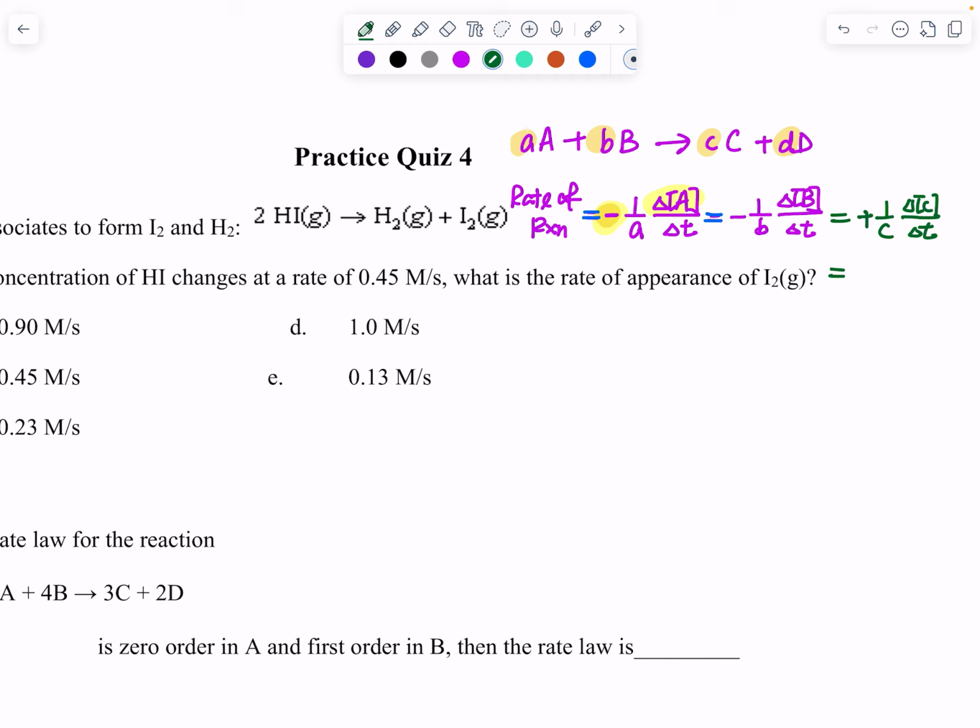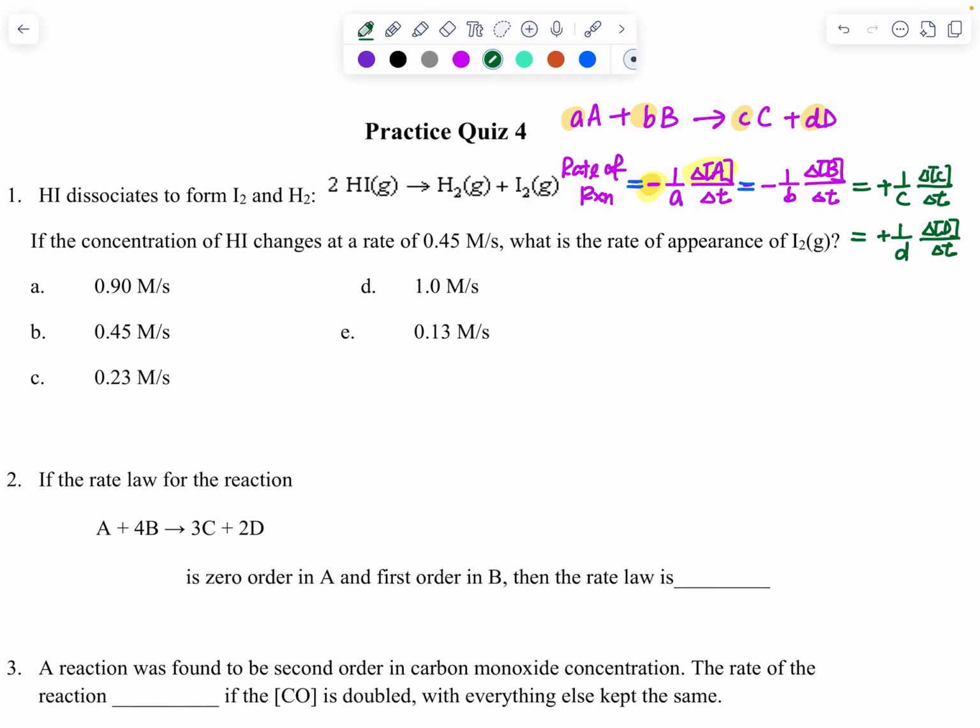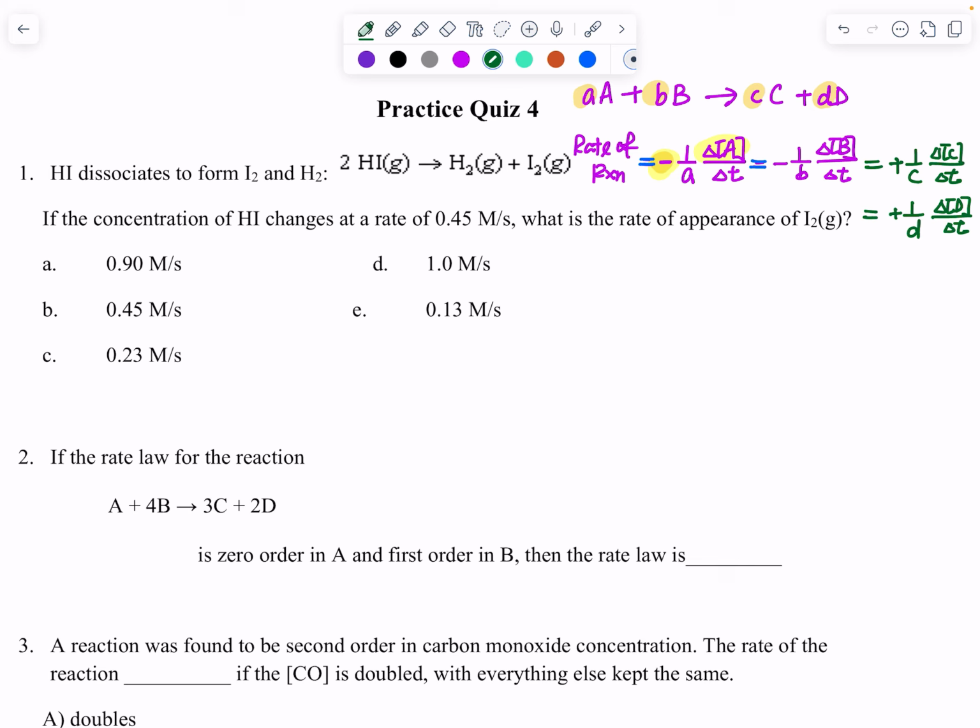This also equals, using the second product, D in this case, 1 over d, the coefficient, times the change in concentration of D over delta t. So this is the rate of reaction. As I mentioned, you can use any reactant or product to express the same information. Now the particular question we're looking into is based off this reaction, and the coefficients are right here. Where there's nothing written, it means the coefficient is 1.